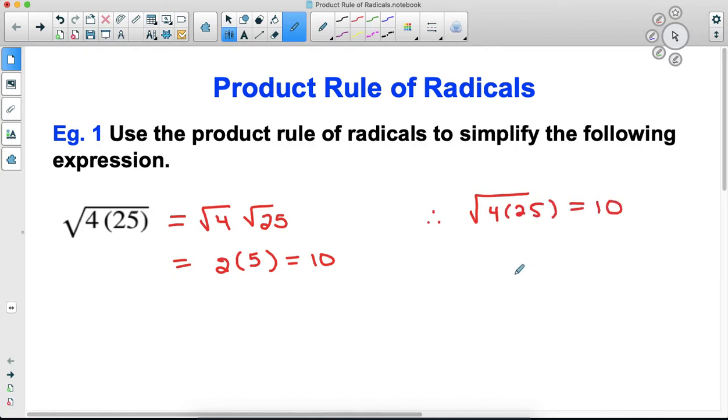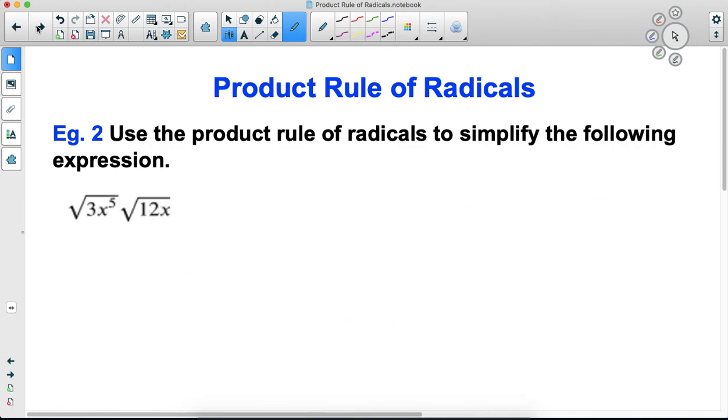And we can actually verify this result as follows. We also happen to know that the square root of 4 times 25 is equal to the square root of 100, and we happen to know that this is equal to 10. So notice we actually get the same result as before. Let's see another example here. Use the product rule of radicals to simplify the following expression.